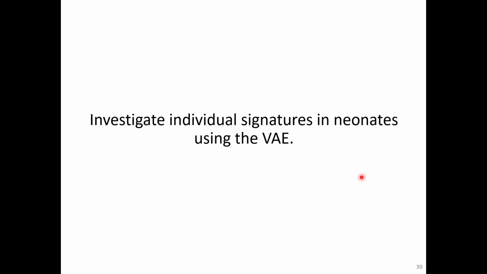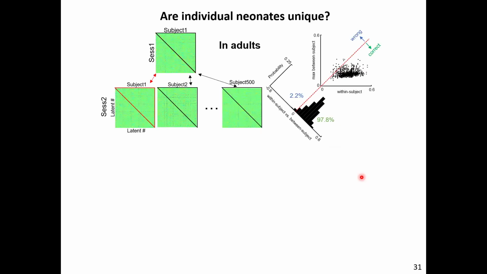So this is the final part of my study, where I want to show that we investigated individual signatures in newborns using the VA model. As I mentioned, in adults everybody is unique. Basically, you can identify somebody based on their brain wiring patterns. The accuracy was like 98%.